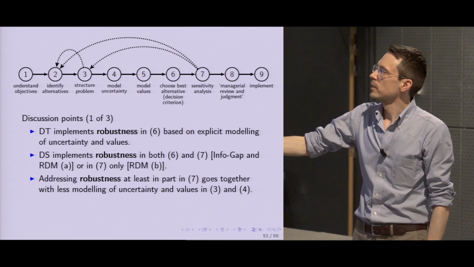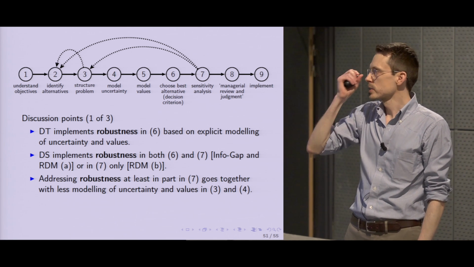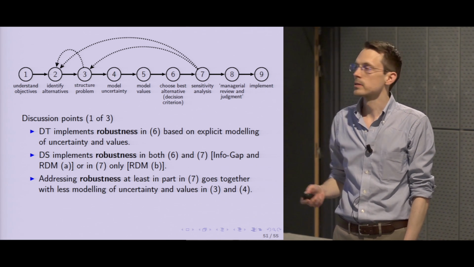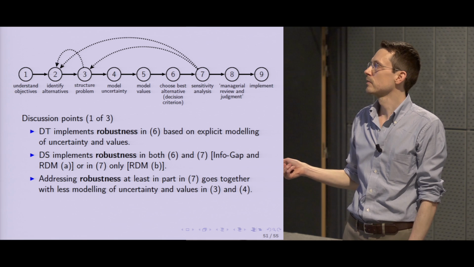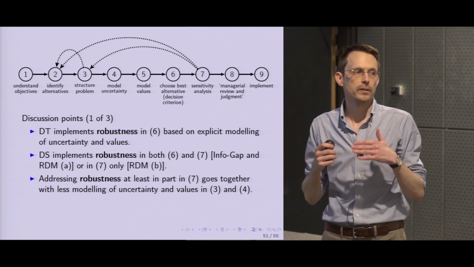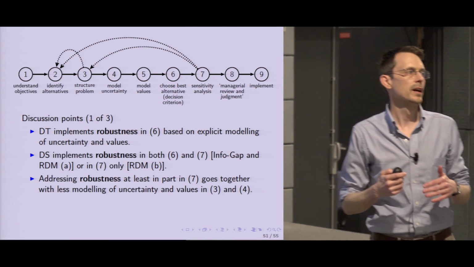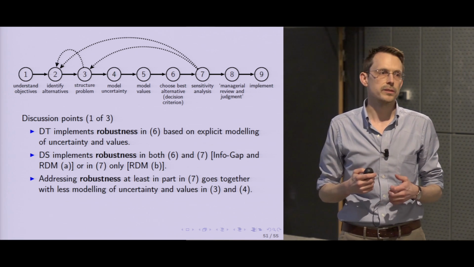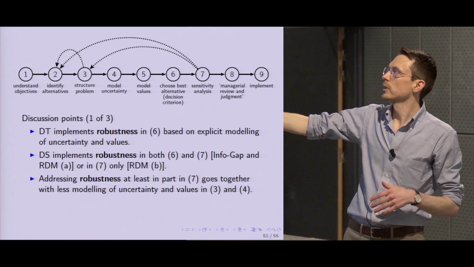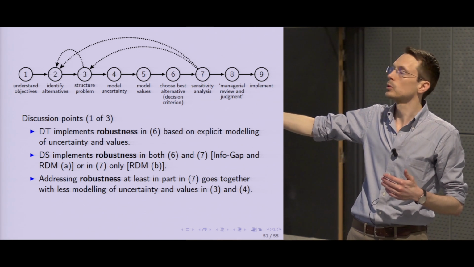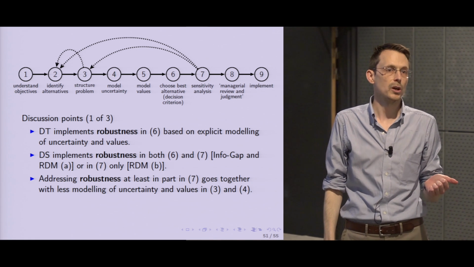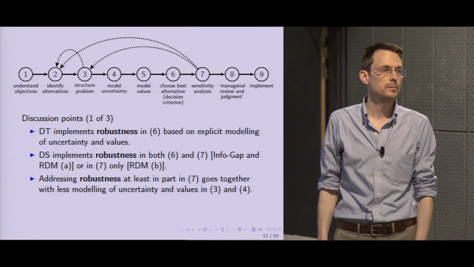Right. Okay, so the third point here, addressing robustness, at least in part in 7, which decision support does, goes along with less modeling of uncertainty and values at 4 and 5. Or maybe less modeling of those is not quite the right term, but something like taking that modeling less seriously, in the sense that you may be modeling those things there, but with the knowledge that when we get here, we're going to revisit that and challenge those things and think about other ways that those might have been modeled.